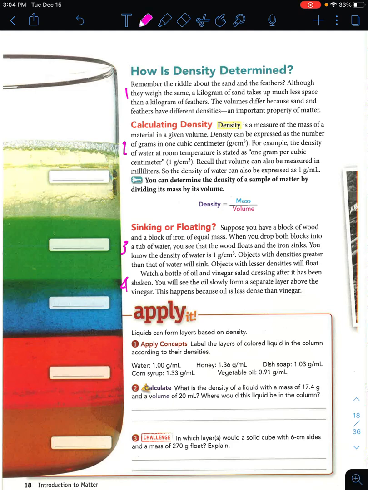So we're going to go through and mark the text. So let's start in paragraph 1. I'm going to underline: the volumes differ because sand and feathers have different densities, which is an important property of matter.